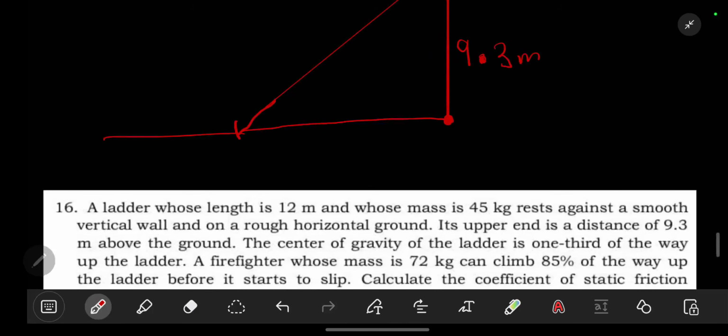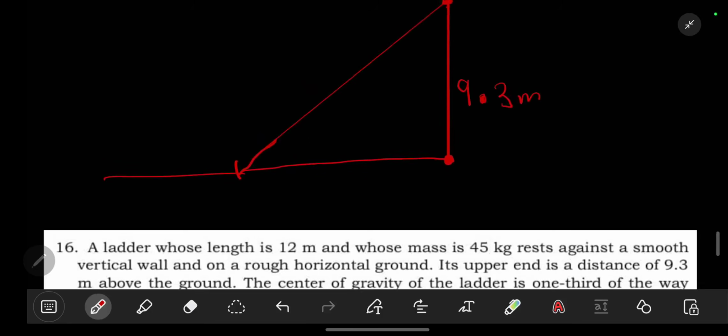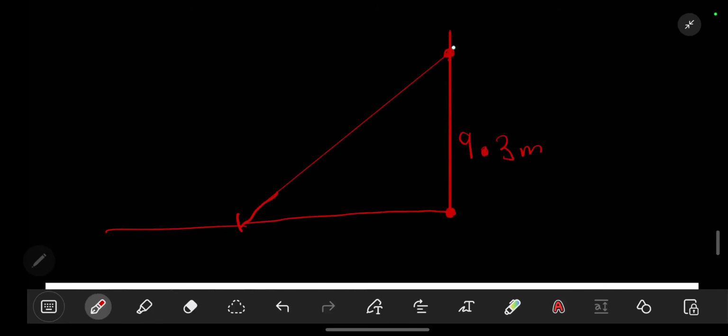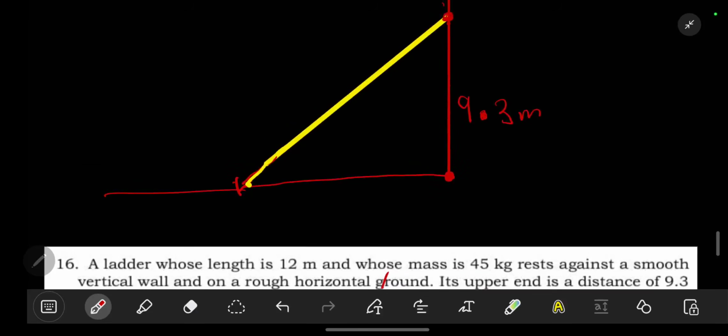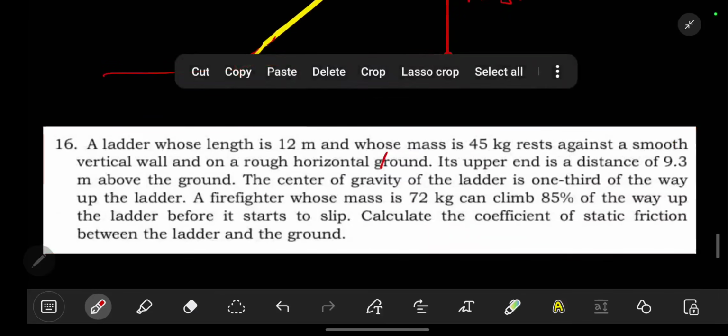Then what other information do we have? We know that it is 12 meters from here up to here. That is what we are told, that the ladder is 12 meters. The yellow one is our ladder there. So now, with that said, we have the 9.3 meters there. What other information do we have?